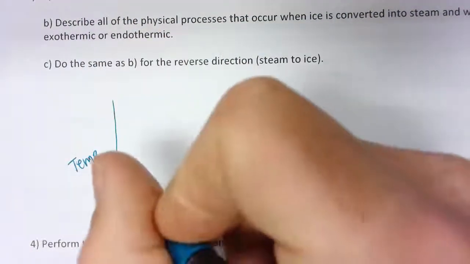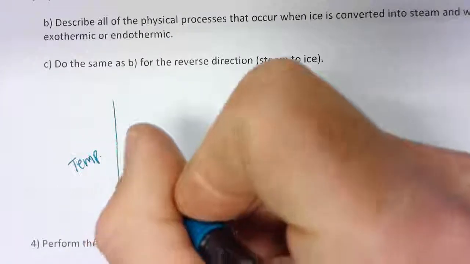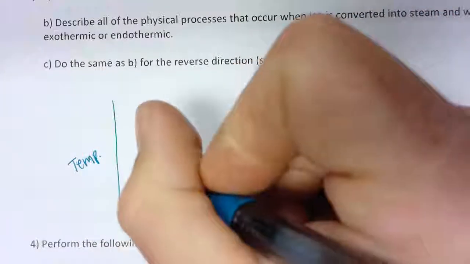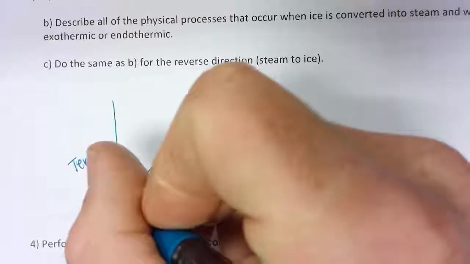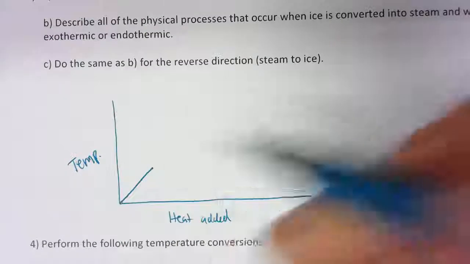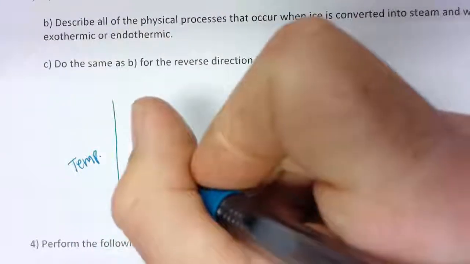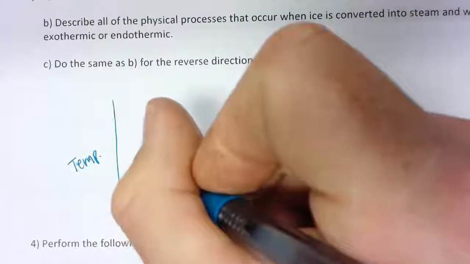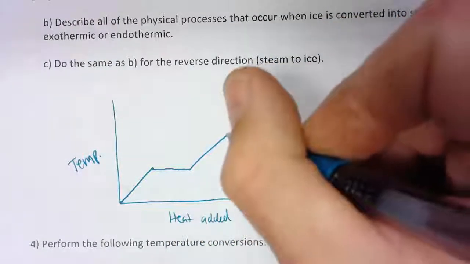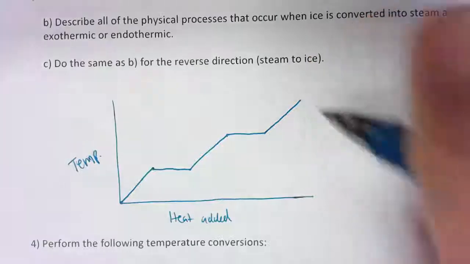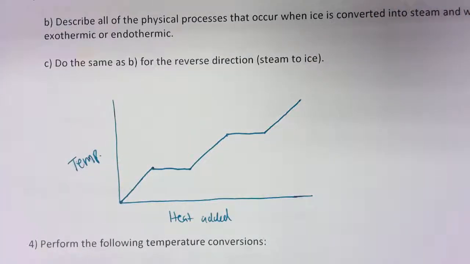We start off with ice. Very cold. It doesn't really matter, again, where we even start. This isn't really 0. It's not important, though. Just going to draw this out and then explain each bit. Okay, so this is a heating curve.